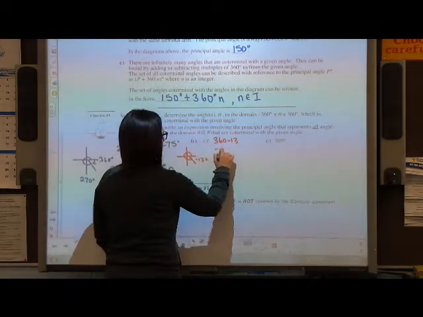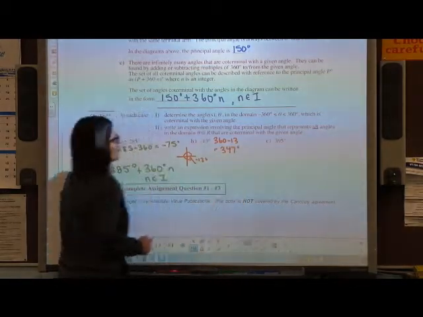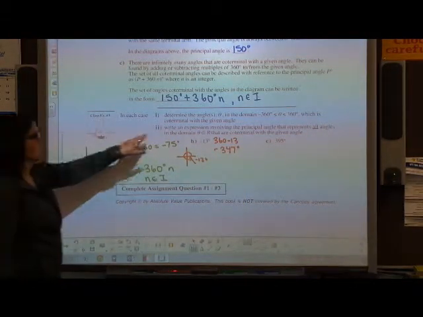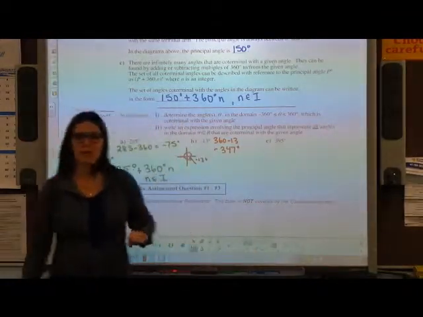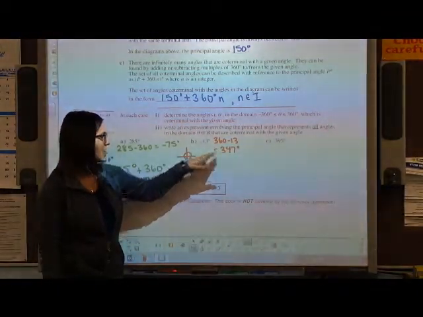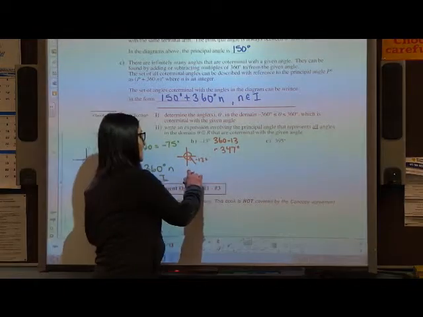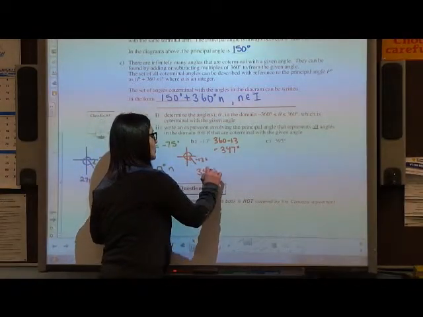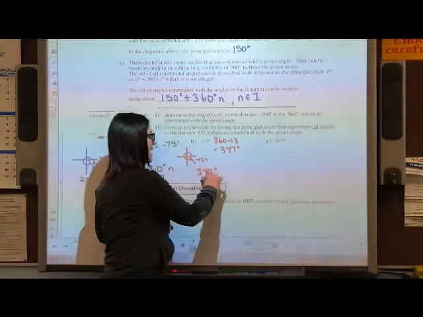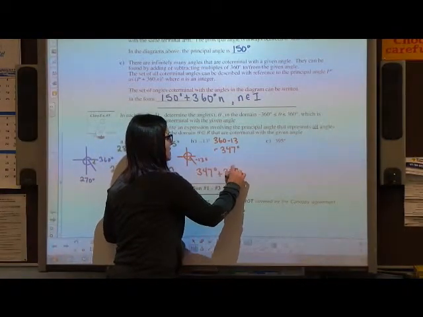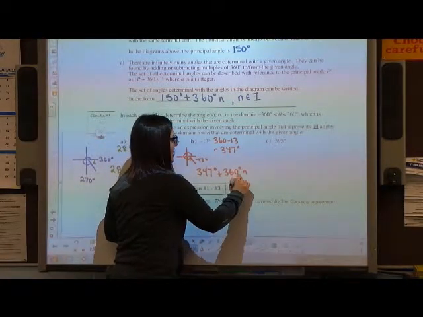So then part 2 says write an expression involving the principal angle. Which of these two angles is the principal one? The 347 degree is the principal angle. And then to that I add my multiples of 360. Again, n being an integer.